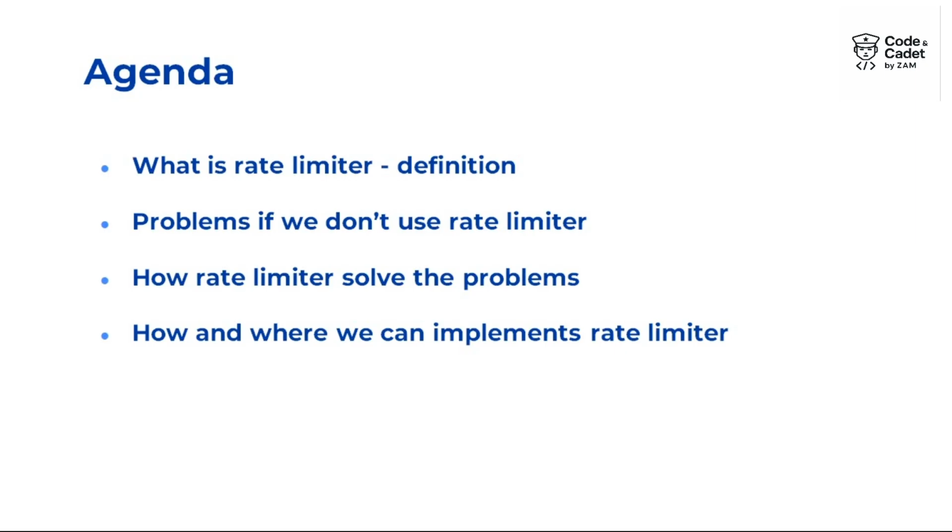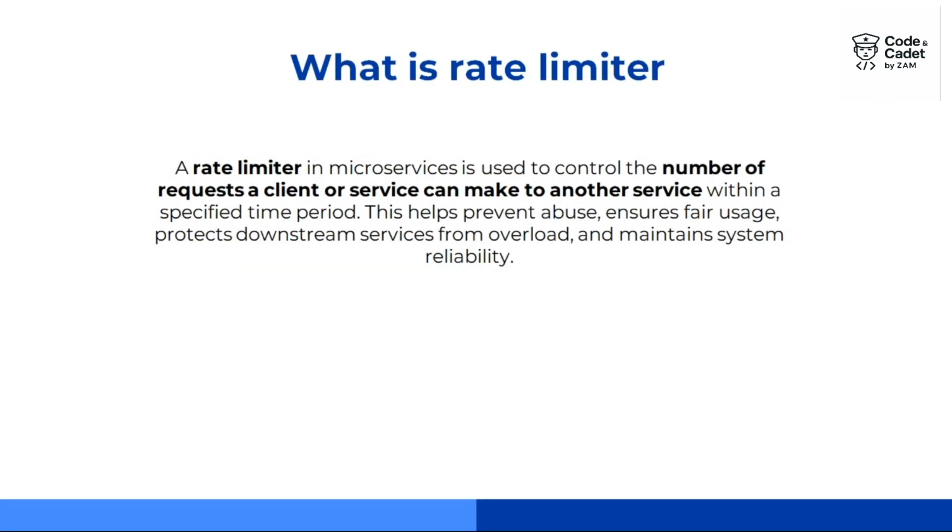And finally, we'll go through how and where you can implement rate limiting in real world systems, like at an API gateway, between services, and even for external API calls. So yeah, stick around. This is going to be an easy to understand guide to one of the most important patterns in distributed systems.